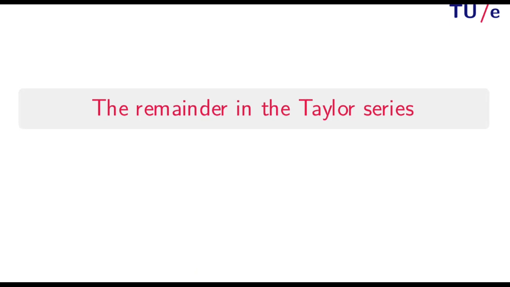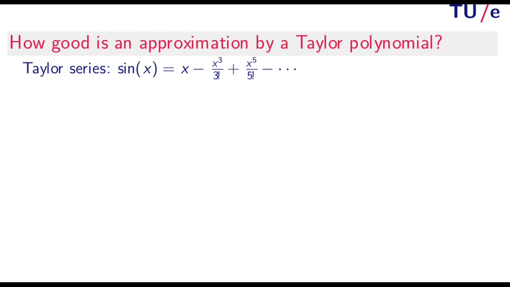The remainder in the Taylor series. Suppose you have a Taylor polynomial that approaches the sine of x. Then, if you stop, say at x to the power 5 or x to the power 7, how good is your approximation of the sine?